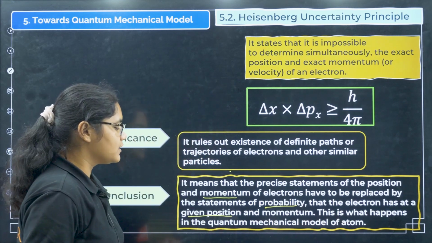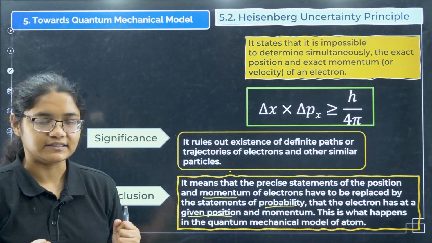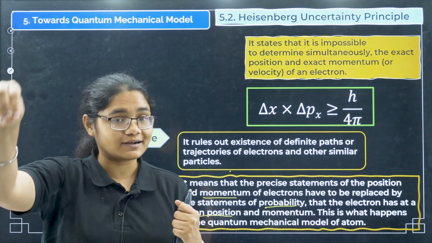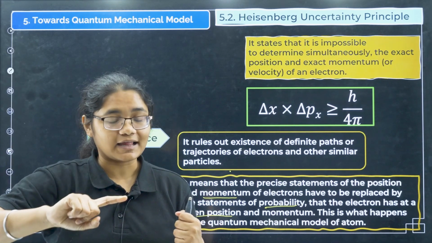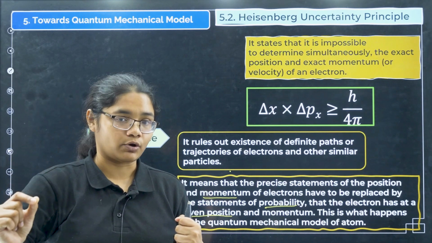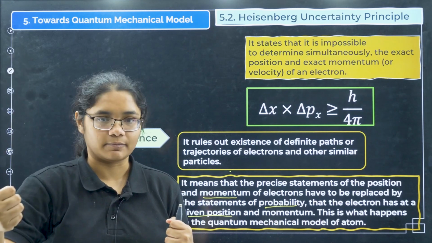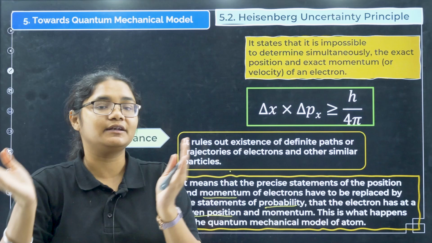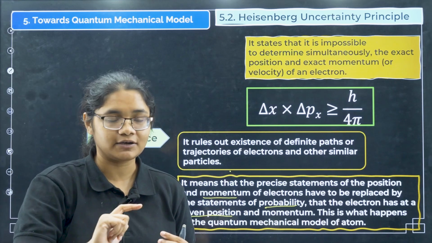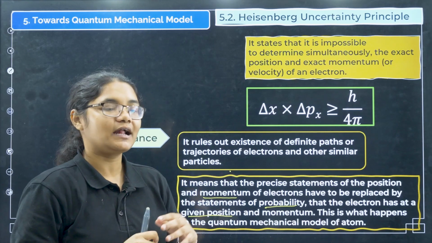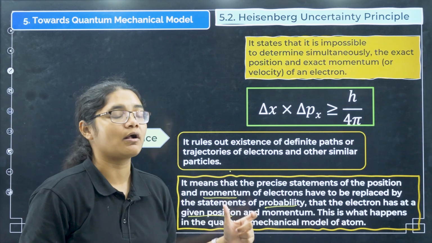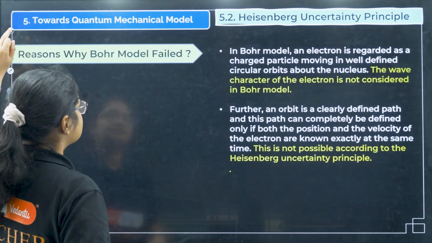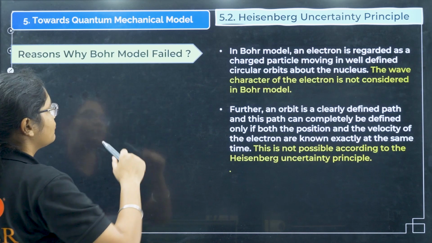Okay, this is what the quantum mechanical model of the atom says. So what I can do is, now I cannot say that electron is present at this point of time. I can say that the probability of the electron to be present here is maximum. So the term that electron is present has now changed to electron might be present or may be present. Okay, so that is the difference, and this is what the quantum mechanical model tells us. Okay, now let us understand the reasons why Bohr's model failed.